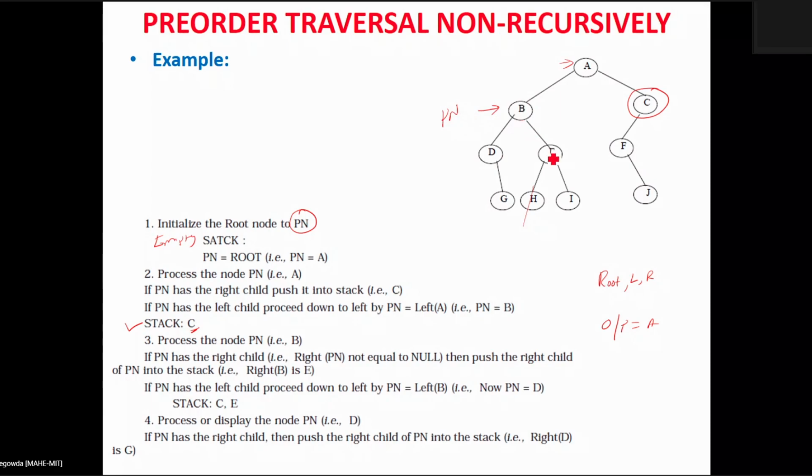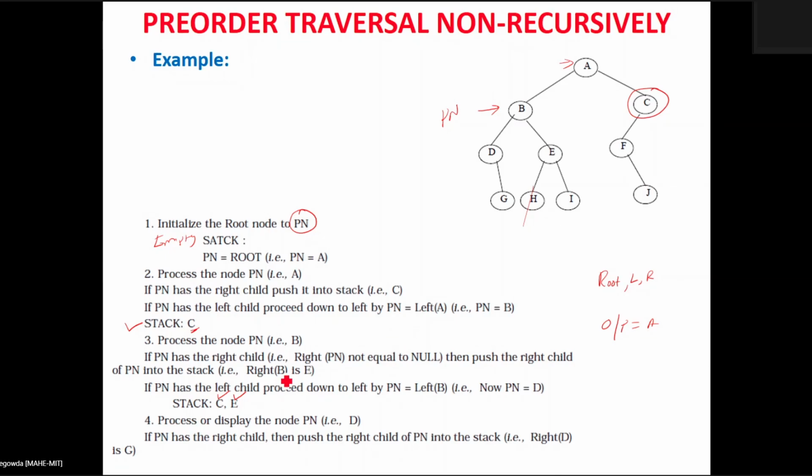Yes, the Pn has a right child, that is nothing but E. So you need to push that value onto the stack. If you look at step 3 here, the stack has a pointer for C as well as E. Then after that, this pushing of the right subtree should be performed as long as there is a right subtree.